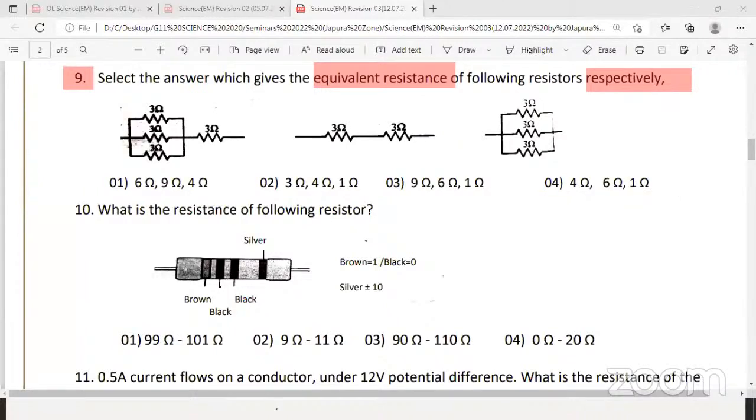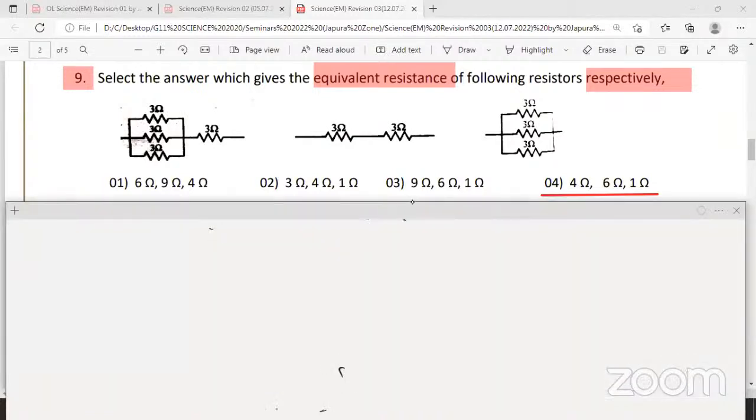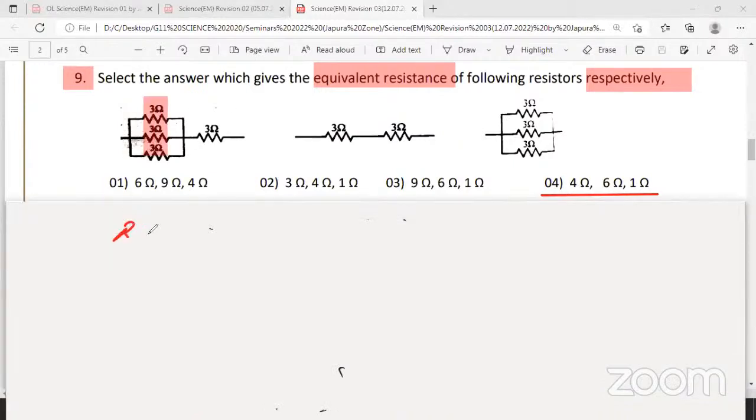Now I'll go with the short method. When there are any number of resistors with the same value in parallel, how do you find the equivalent resistance? The value of one resistor divided by the number of resistors. Look at the first one. There are 3 resistors with the same value. What is the short method? The resistance value of one divided by the number of resistors. 3 divided by 3, you get 1 ohm. 1 ohm. Therefore, these 3 you can write here as 1 ohm. 1 plus 3, you get a total here of how many ohms?